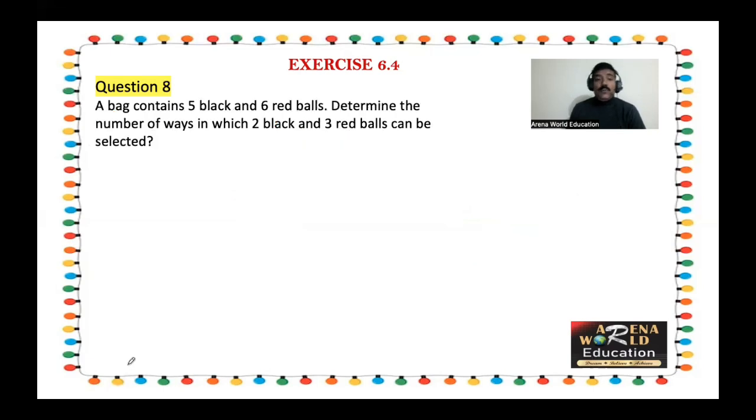So let us move to question number 8. A bag contains 5 black and 6 red balls. So 5 black and 6 red. Determine the number of ways in which 2 black and 3 red balls can be selected. So this is, I think, very easy question. So out of 5, you are selecting 2, and out of 6, you are selecting 3. Right?